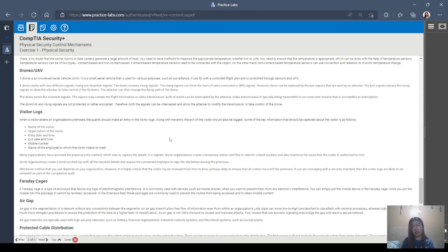Drone or a UAV, it is a small aerial vehicle that is used for various purposes such as surveillance. It can fly with a controlled flight plan and be controlled through sensors and GPS.